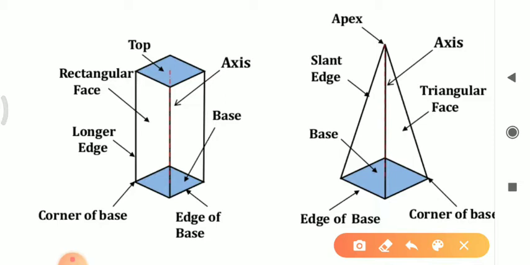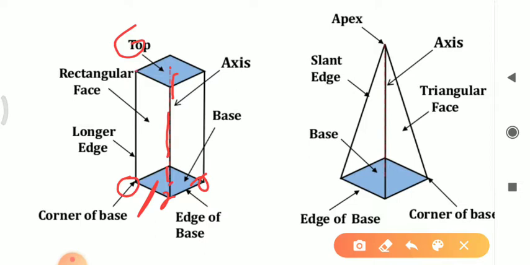Now it is a top face. When I keep it in this way, this becomes top and this becomes the base. This is top and base. Then this axis is called an imaginary line, passing from the center of the top face to the center of the bottom face. These are called corners, sometimes corner of base, or base corner.